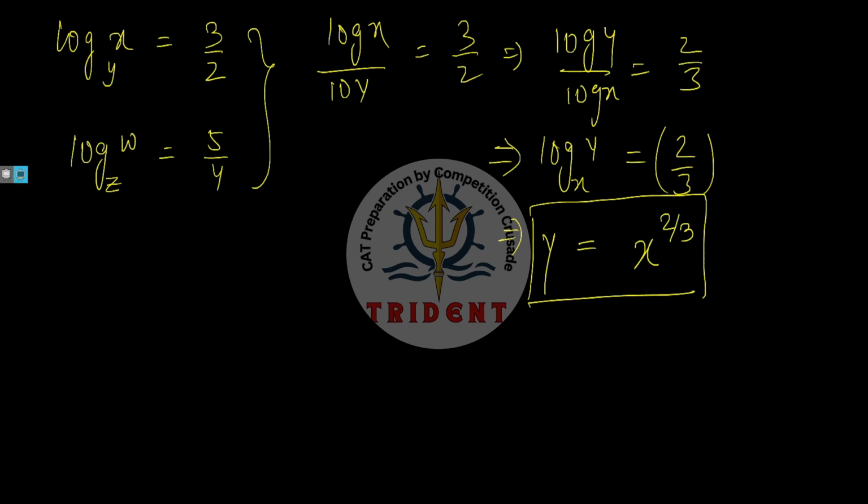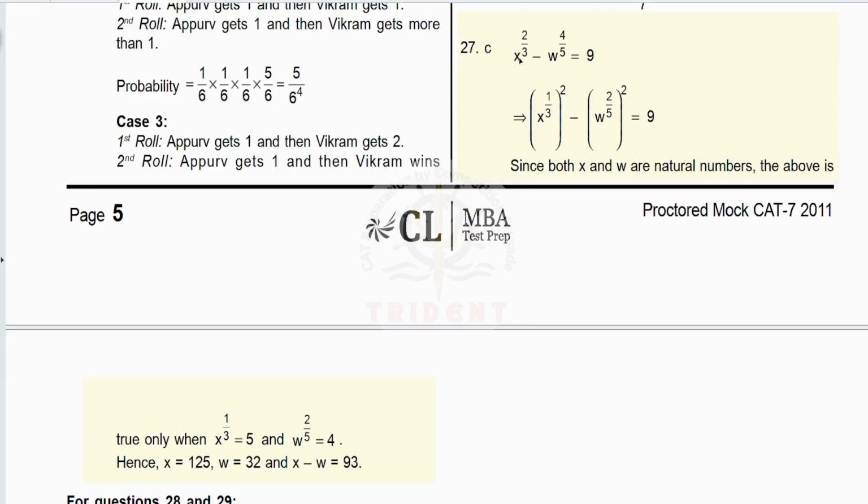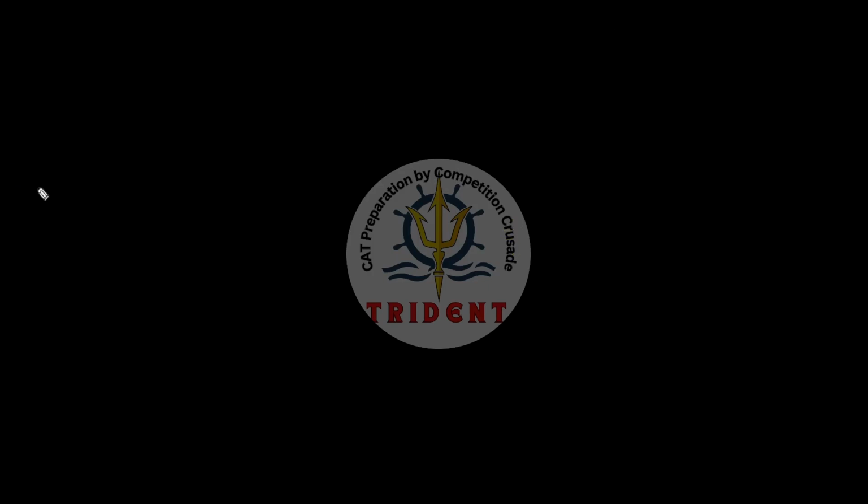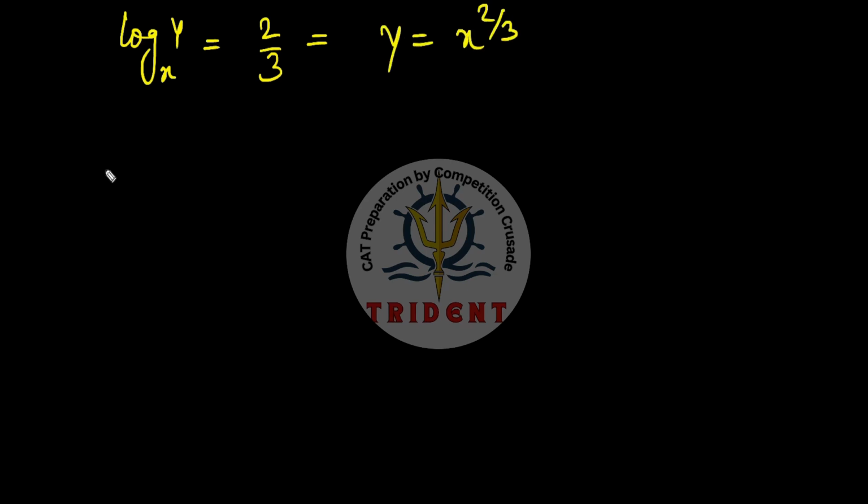Okay, now I'll take you back to the screen. This is exactly what they have done for one of the variables. Let's do the same for the other variable. Just now I mentioned that log y base x is equal to 2 by 3 can very well be written as y is equal to x to the power 2 by 3. Similarly, the next expression would be log z base w is equal to 5 upon 4. That can be written as z is equal to w raised to the power 4 by 5. This is 4 by 5, right? Because log w to the base z was 5 by 4, so the same thing will be reciprocal. So we have got this.